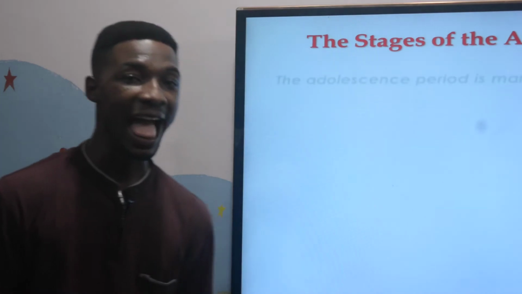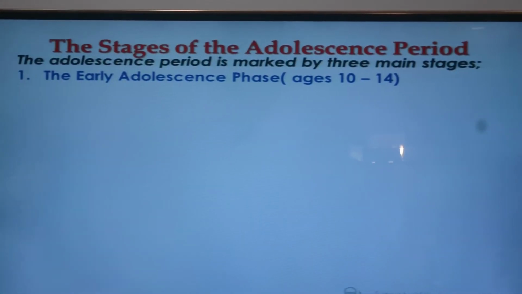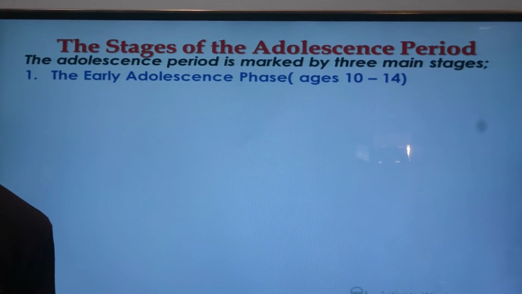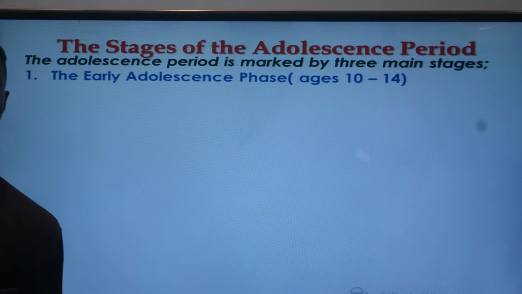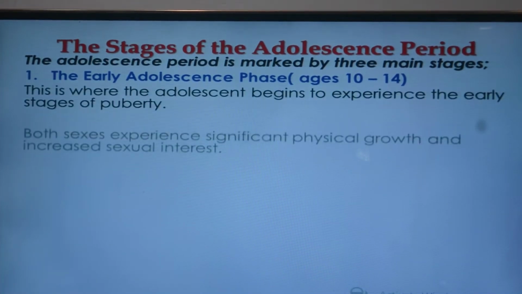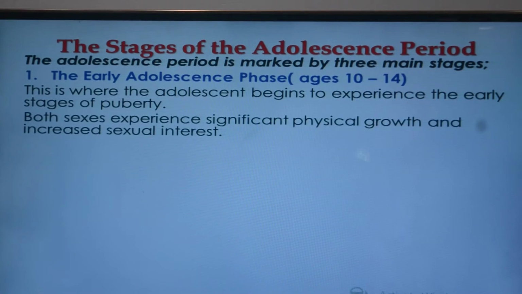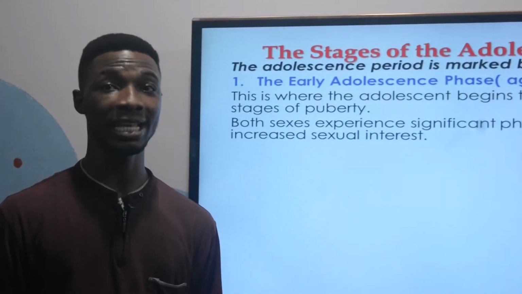So we have the early adolescence, which spans between the ages of 10 and 14. Anyone within the ages of 10 and 14 is an early adolescent. What happens in the early adolescence phase? In this phase, the adolescent begins to experience the early stages of puberty. So puberty begins in the early adolescence phase.